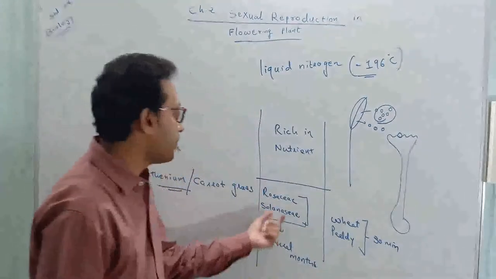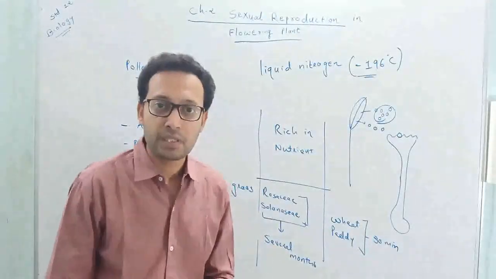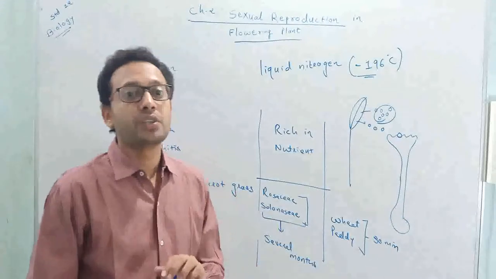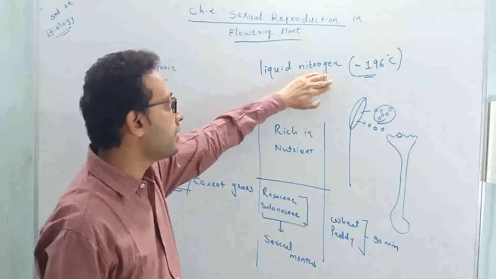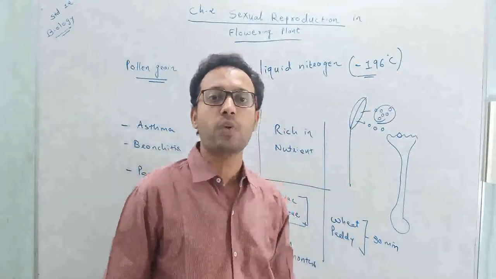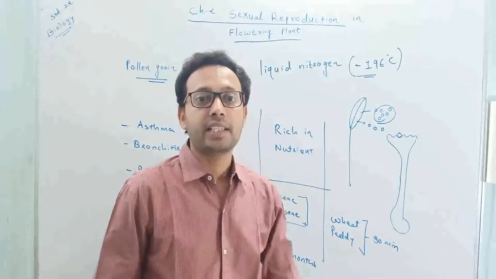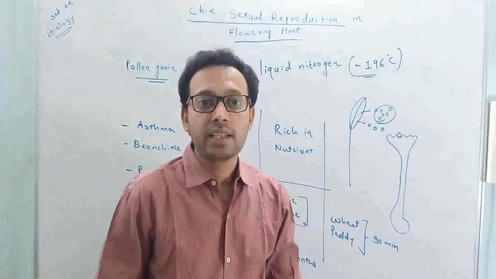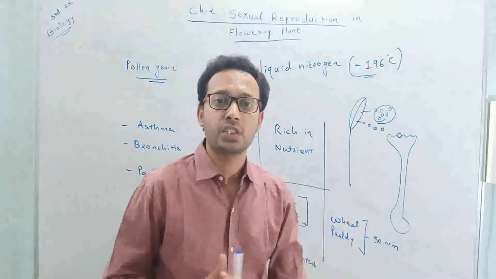In case of plants of the Rosaceae family and the Solanaceae family, it can remain viable for several months. You can also preserve this pollen grain at low temperature with the use of liquid nitrogen. Liquid nitrogen provides a temperature of minus 196 degrees Celsius, and that is acting as a pollen bank, and that can be utilized wherever there is a necessity. So that's all about the characteristics of pollen grain.